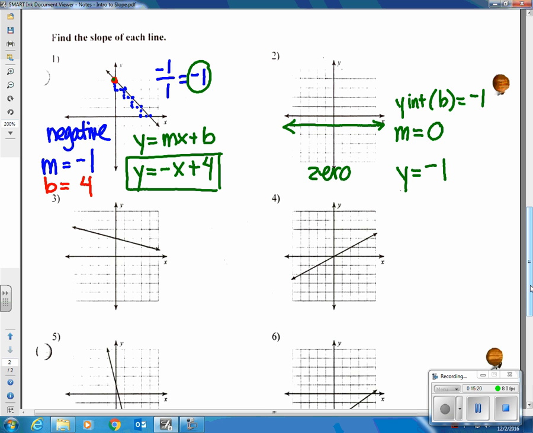Okay? All right, so this is the gist of what we're doing with slope, and this is, like I said, a little introduction to it. Basically, right now, what you need to be concentrating on is being able to find the y-intercept and what the slope is using rise over run, as we were talking about. And you're going to work on the rest of these problems on your own, and we'll discuss them.